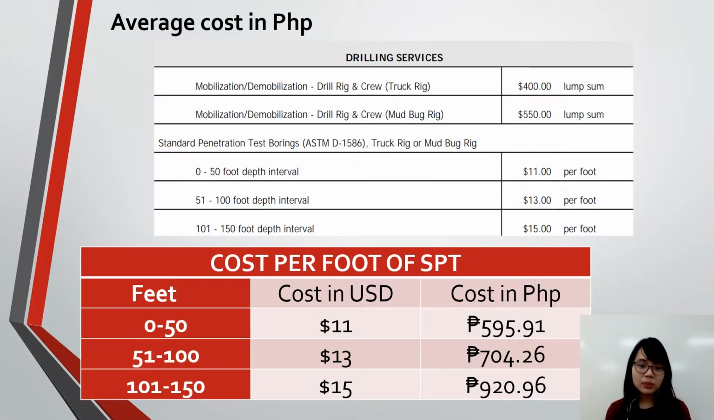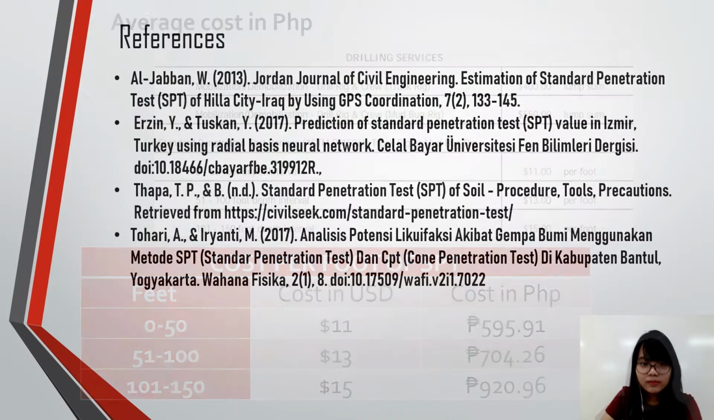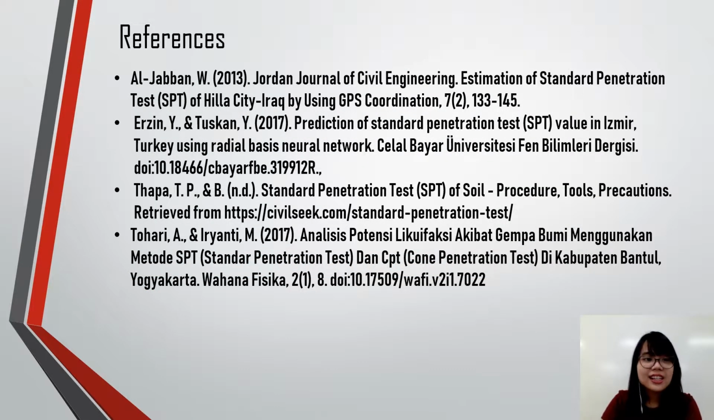Now this is the cost per foot of SPT. From 0 to 50 feet, it would cost 595 pesos and 91 cents. 51 to 100 feet would cost 704 pesos and 26 cents. 101 to 150 feet would cost 920 pesos and 96 cents. Now that is all for this discussion, and let us move on to the SPT correlations.